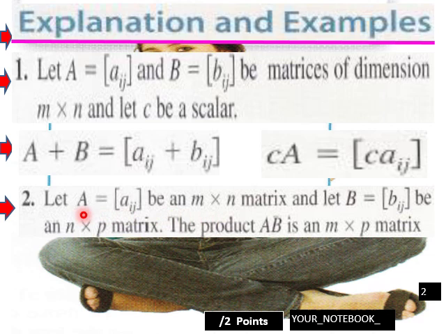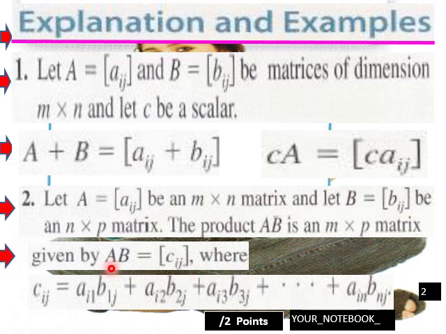And then 2, let A equal a_ij be an m times n matrix, and let B equal b_ij be an n times p matrix. The product AB is an m times p matrix given by AB equals c_ij, where c_ij equals a_i1 b_1j plus a_i2 b_2j plus a_i3 b_3j plus dot dot dot a_in b_nj. Okay, so how about that for some abstract enumeration or symbolization there?